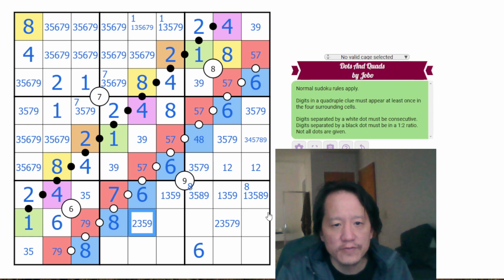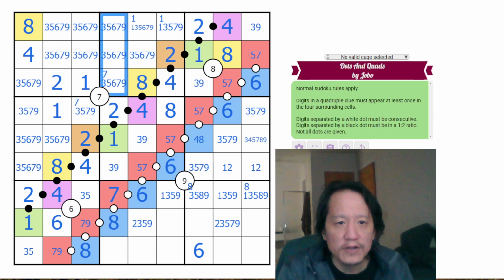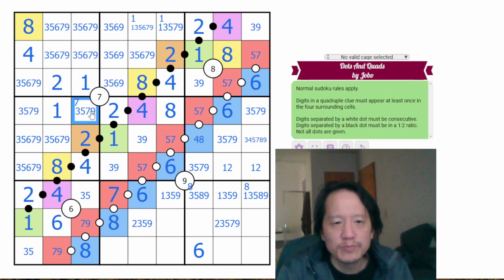This can't be 6, 7, or 8. 7 cannot be here. And since 7 can't be here, it must be here because of the quad clue. So this is a 7. So this can't be 7. This is 5 now. So this must be 4, which makes this 5 and this 7.